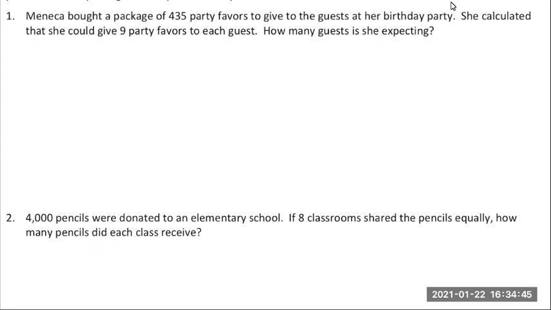Okay, so our first problem says Menica bought a package of 435 party favors to give to the guests at her birthday party. She calculated that she could give 9 party favors to each guest. How many guests is she expecting? One way you could work this is you could break down this number. However, the easiest way to probably do this is by doing long division or your place value chart. So let's work it out using long division because I think that's the fastest way.